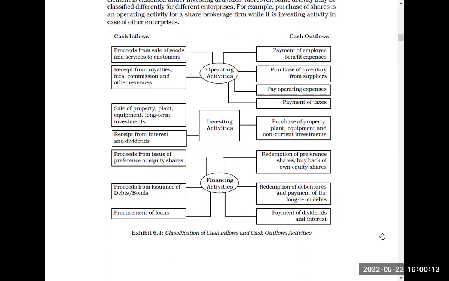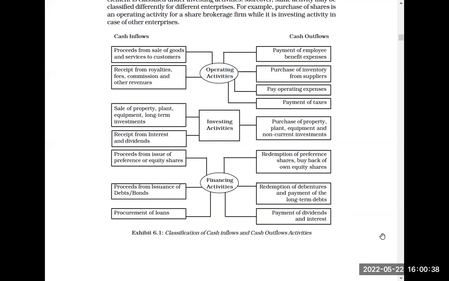Look at these cash inflows. Proceeds from sale of goods. We have already taken cash sales, and services to customers, if the company is of service industry. Then another cash inflow is received from royalties, fees, commission, and other revenues. I think you did not tell this. Yes, we take it.